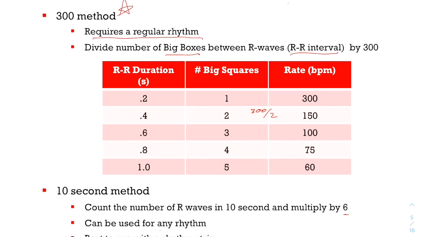The other method we can use is the 10-second method. Now, the beauty of this one is that it can be used for any rhythm, regular or irregular. You do need a rhythm strip or the entire ECG printout so that you can count the number of R waves in a 10-second period, which will just be the length of the ECG, and you take that and you multiply that by 6.